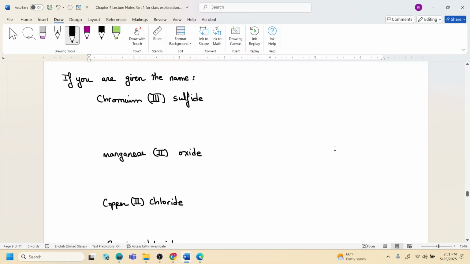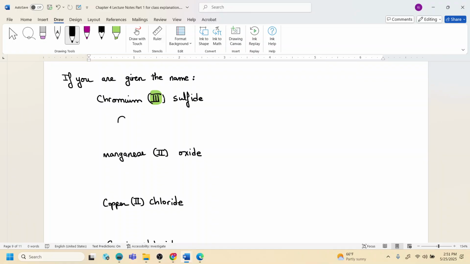Now, if I have the name and I want to go ahead and get the formula in there, guys, don't forget that this 3 is the charge of the chromium. Okay, it's not how many chromiums I have; it's the charge of the chromium, and the chromium is a Cr.